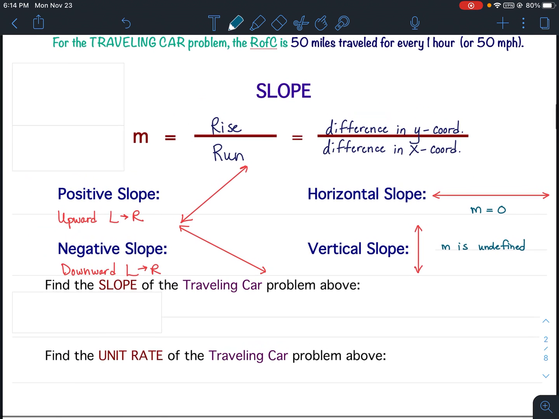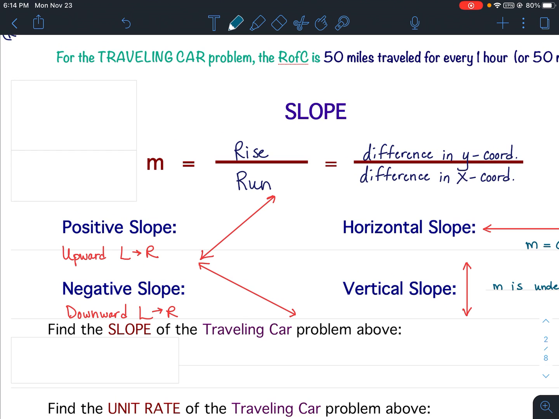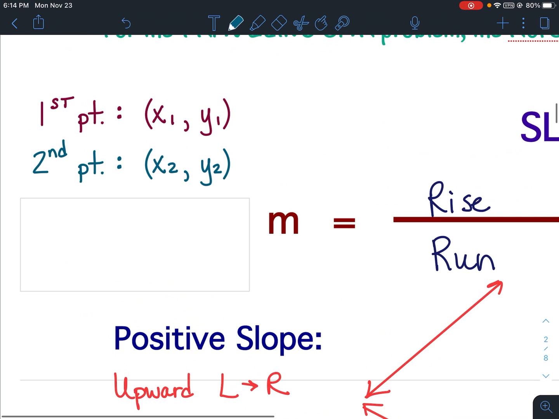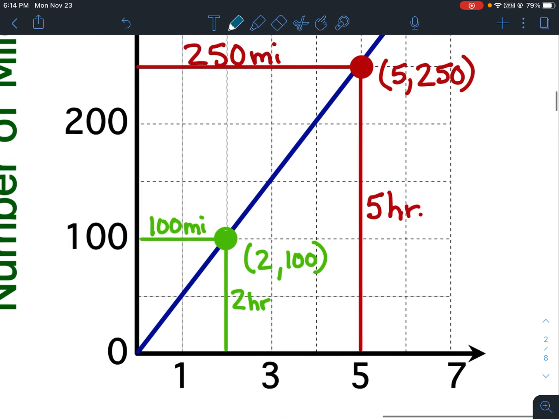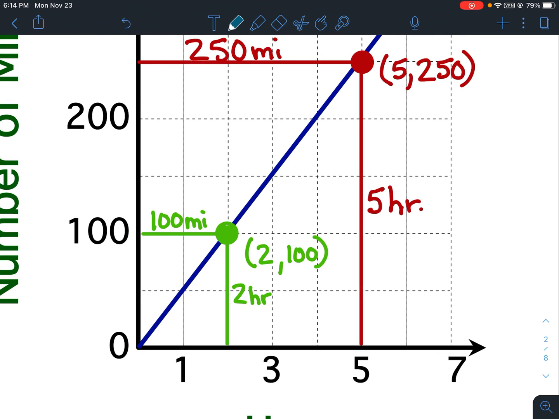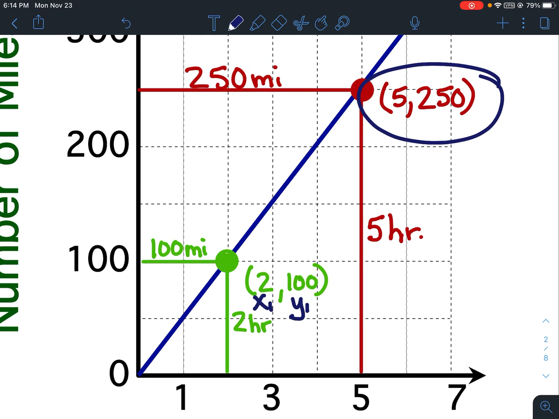All right, now, sometimes you're going to be given 2 points. You're going to take the coordinates of the first point and name them x1 and y1. You're going to take the coordinates of the second point and name them x2 and y2. For example, let's go up to our traveling car problem. I would call this point right here x1, y1. And then the 525, this point right here, I would call that x2, y2.